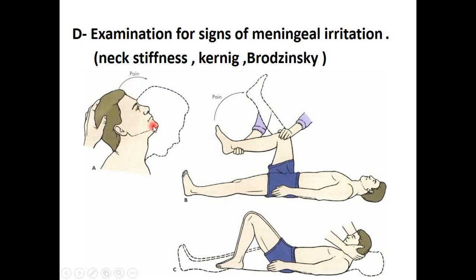أو تقول للمريض جيب your chin on the anterior part of the chest، معناته عنده neck stiffness. نفحص أيضا for Kernig sign and Brudzinski sign. Kernig sign and Brudzinski sign. How do we examine for Kernig sign?